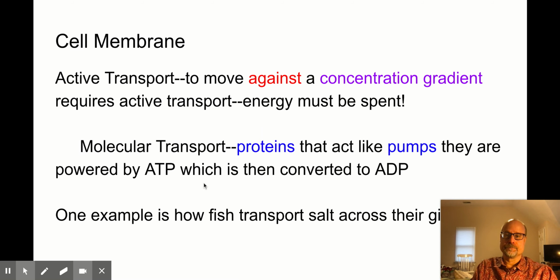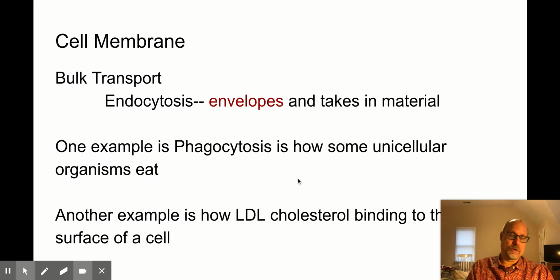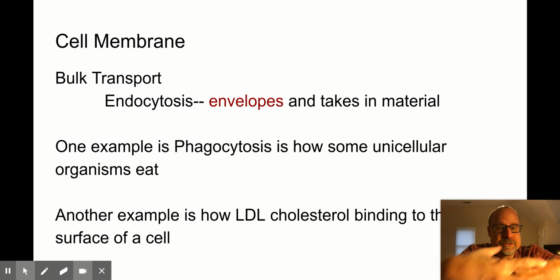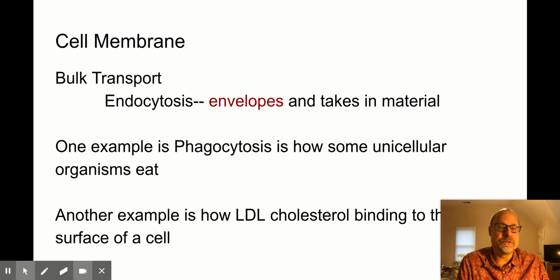Another type of active transport has to do with moving big packages. It's called bulk transport. It comes in two types. You got your endocytosis and your exocytosis. Endocytosis is the hug of death. It's the hug of death because what's going on is that the cell literally wraps around something, pulls it into itself, and then it goes through the membrane into the cell.